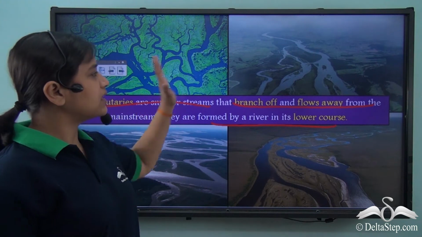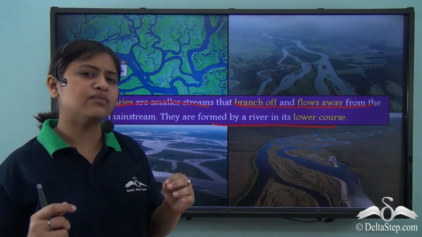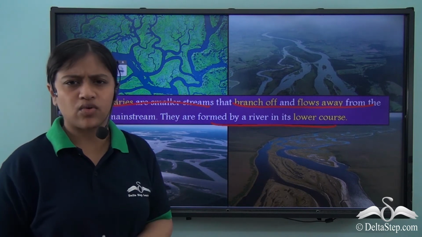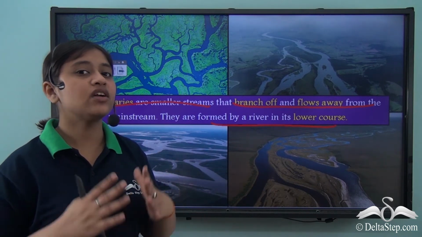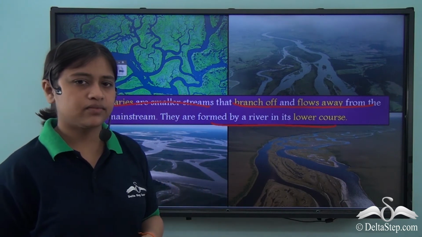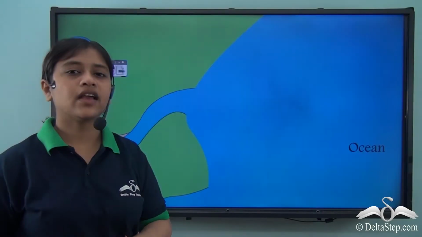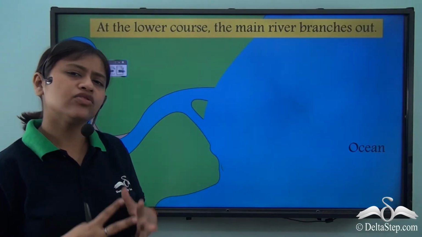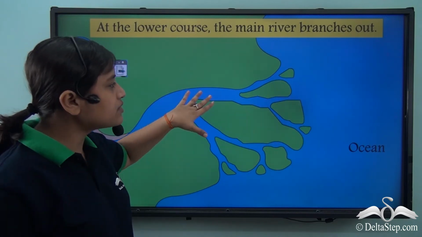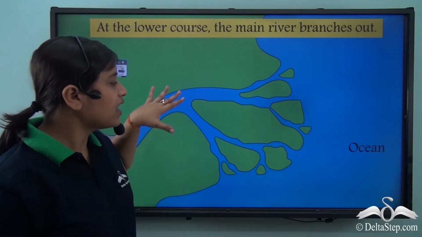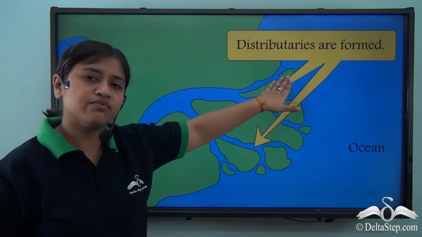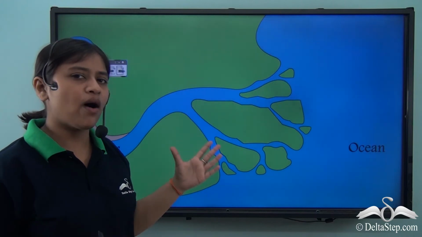So as you can see in these pictures, smaller streams are branching out from the main stream in the lower course, right? And they are joining into a larger water body like a sea or an ocean. So in the lower course, that is the mouth of the river, it tends to branch out. Therefore, the streams branch out from the main river. As you can see here, there are different streams.